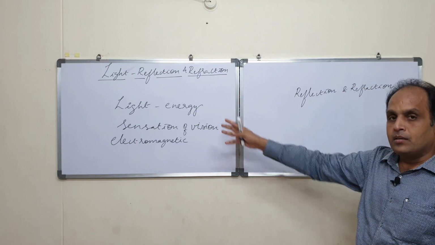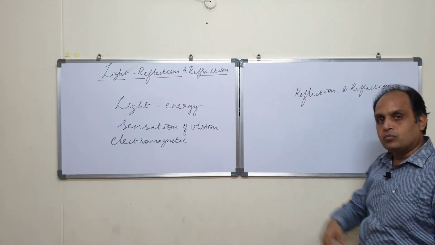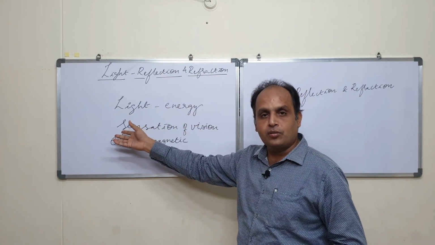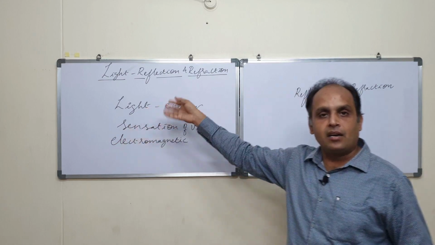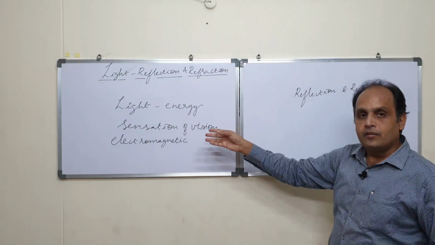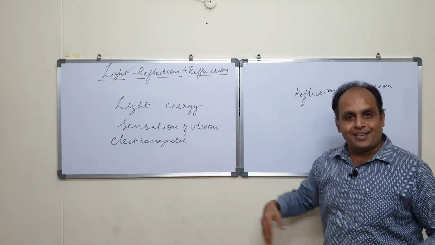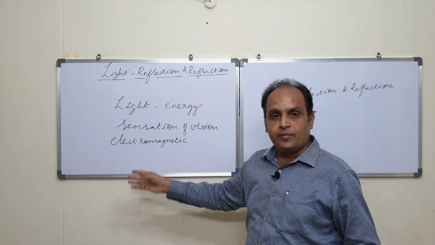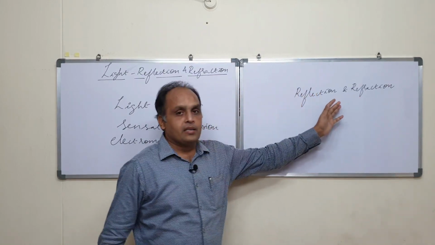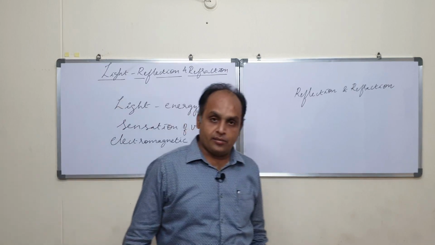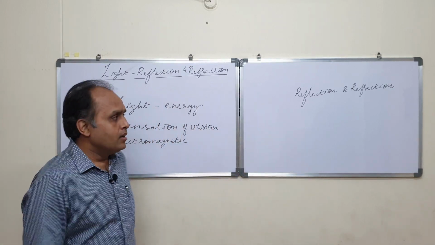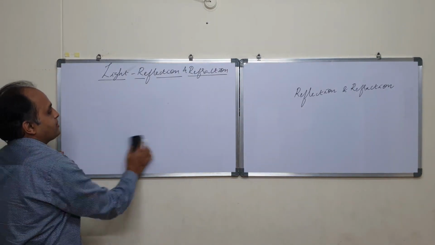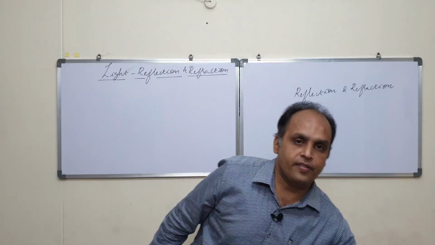Okay? So let's quickly go through what we have learnt so far. We have recapped the fact that light is a form of energy which causes in us the sensation of vision, that is, it enables us to see the things around us. It is electromagnetic in nature, and it undergoes phenomena like reflection and refraction. Now let us try to refresh our knowledge of reflection and refraction.